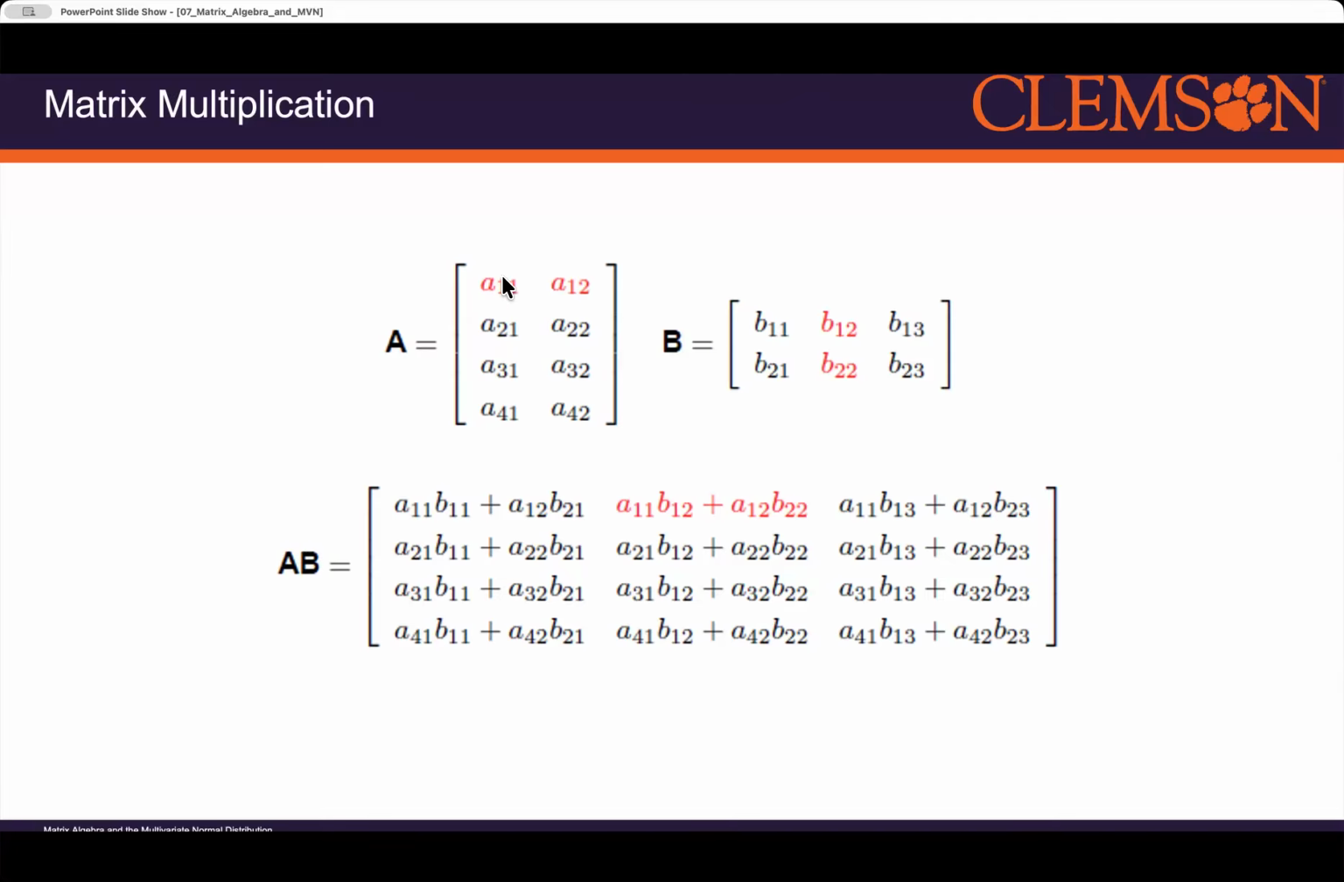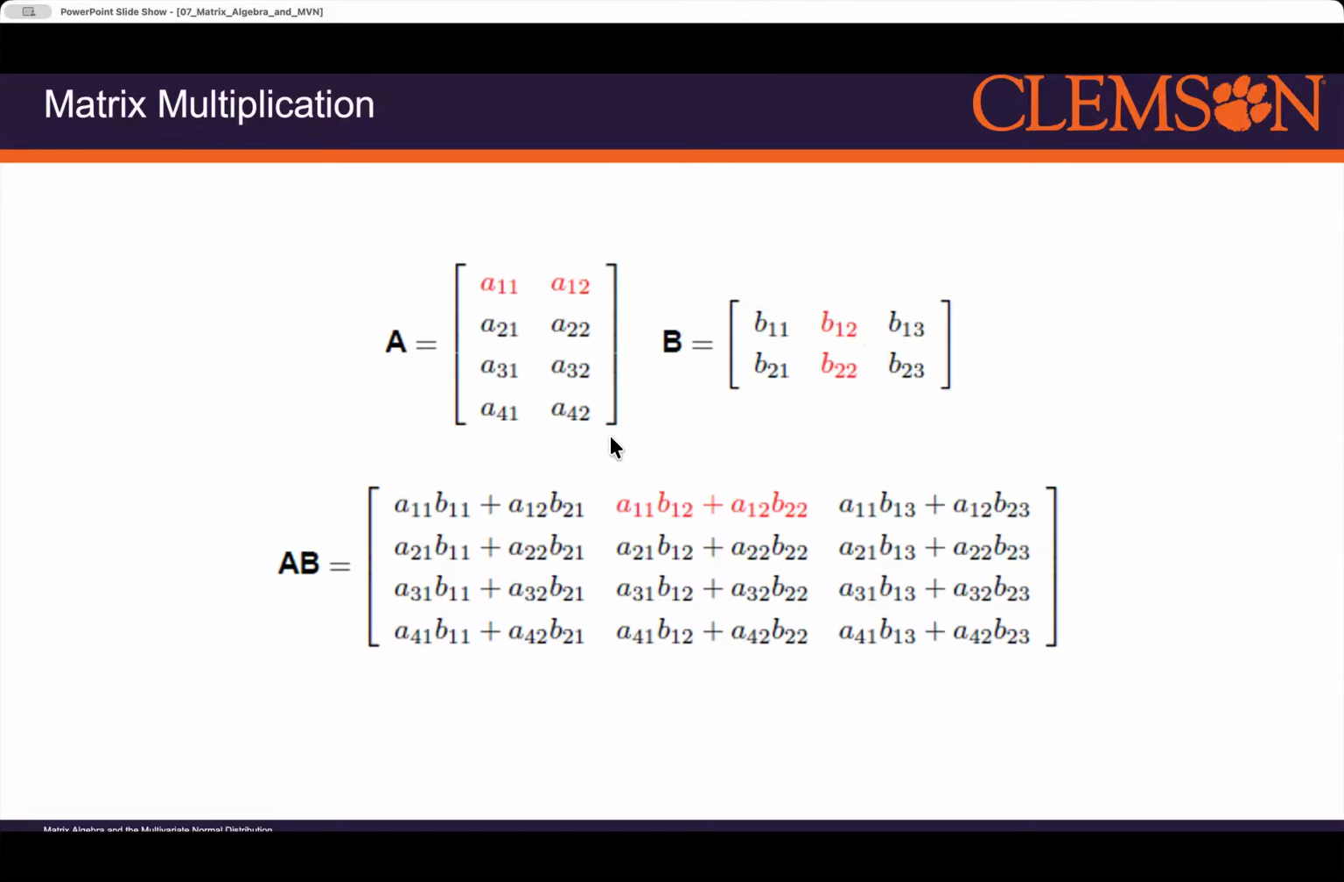Let's imagine our matrix A is 4 rows by 2 columns, and our matrix B is 2 rows by 3 columns. So first question, does the number of columns of A match the number of rows of B? The answer is yes. There are 2 columns of A, there are 2 rows of B. We're good, we can multiply them. Great. What is the size of our new matrix? It will be a 4-row by 3-column new matrix.